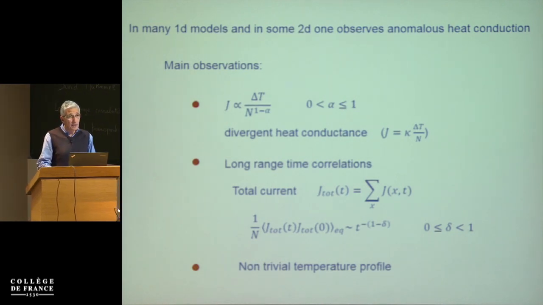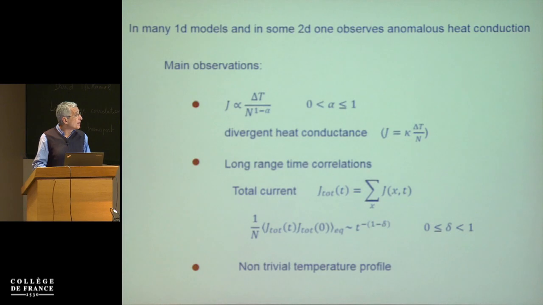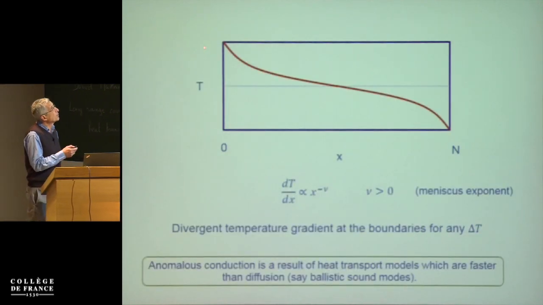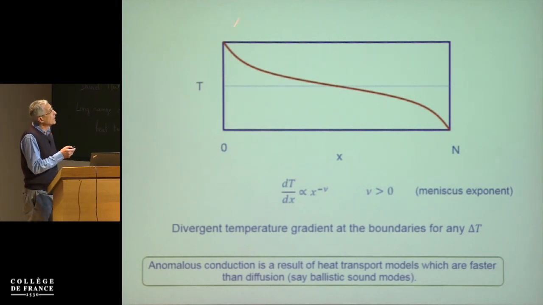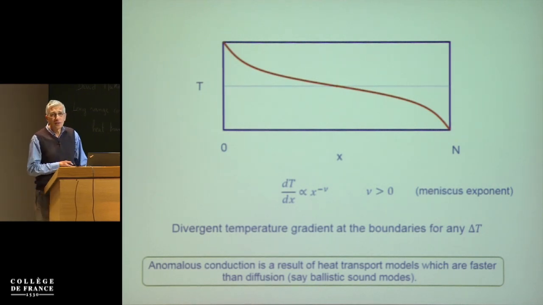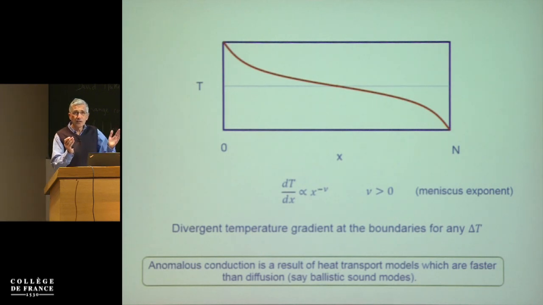The third property that one usually sees is a rather non-trivial temperature profile. Namely, if you look at the temperature profile of the system, it looks something like that, where at the boundaries, in the connection to the heat reservoirs, you have some singularity of the temperature profile. That is, dT/dx goes like x to the minus some power nu, close to x equal to 0, and similarly on the other end. So there is a singularity of the temperature profile at the end.